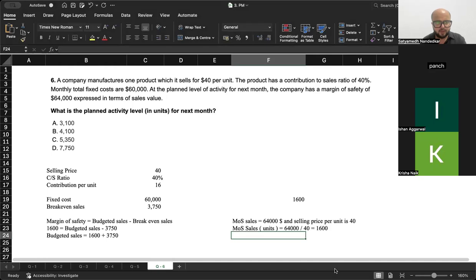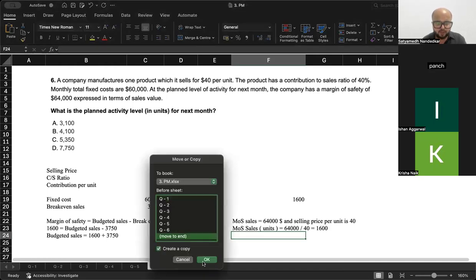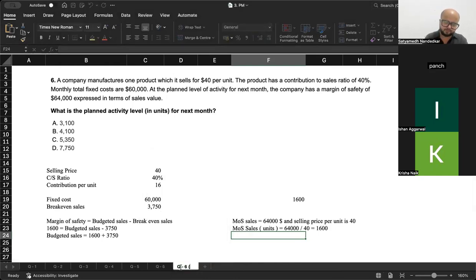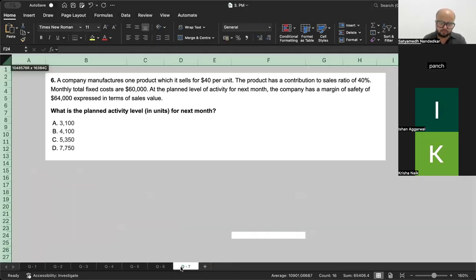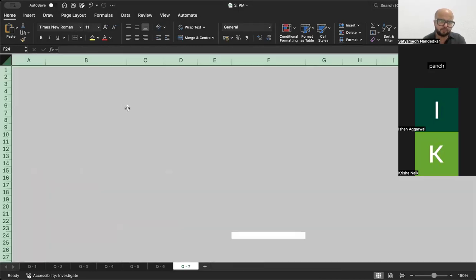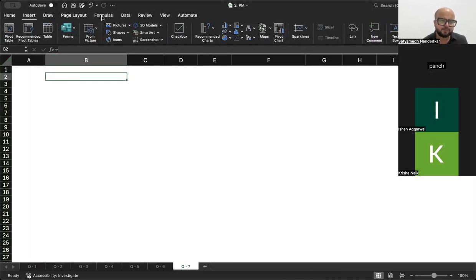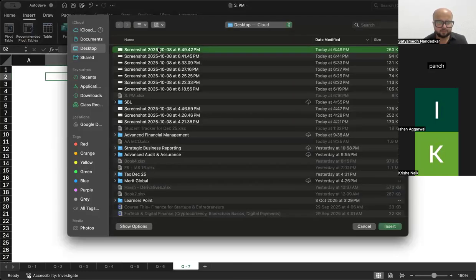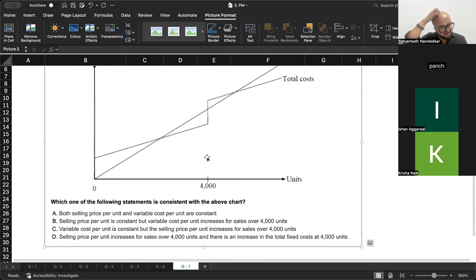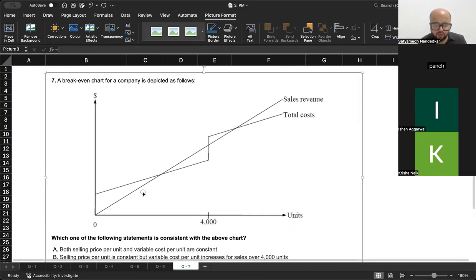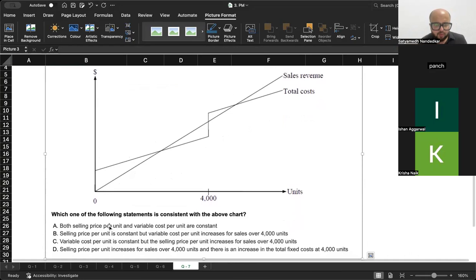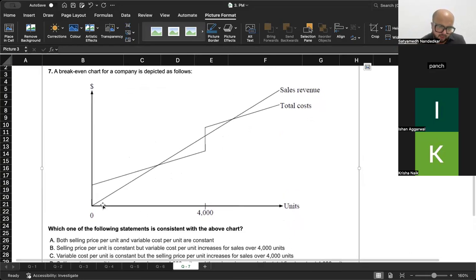Chalo. Okay, sir. There's a graph based question on BEP. Let's do that. Which of the following is consistent with the above chart? Number of units here, dollar values here. Both selling price per unit and variable cost per unit are constant. Selling price is constant per unit.